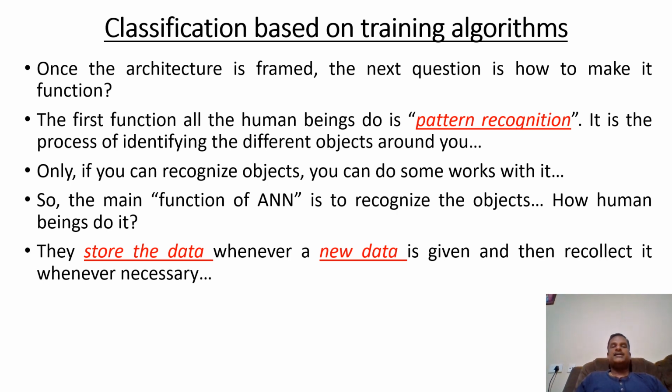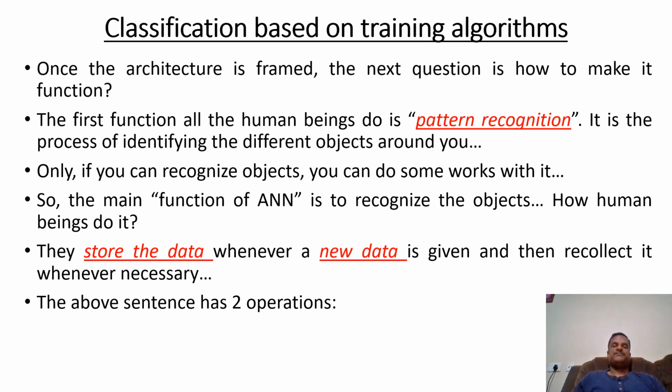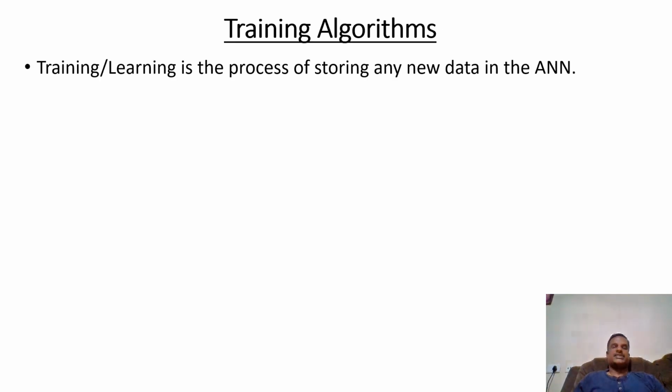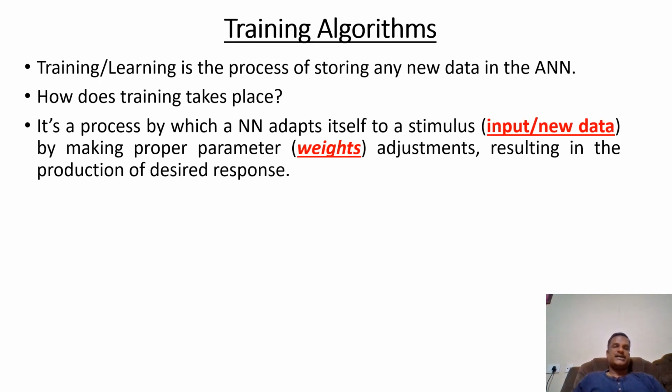So how is the ANN going to do this? It is going to store the pattern of the data first. Without storing, we will not be able to do anything. So new data is given, which we call the training process. In the training process, the new data is stored. Once it is stored, which we call training or learning, it can recognize any objects which fall under the same pattern. The second process is called recollecting or testing, but in this session we will concentrate on the training process.